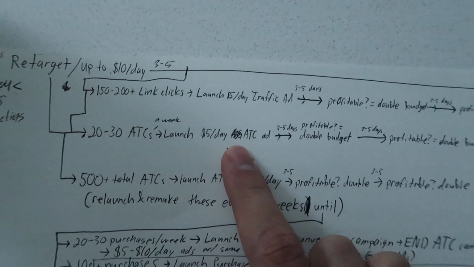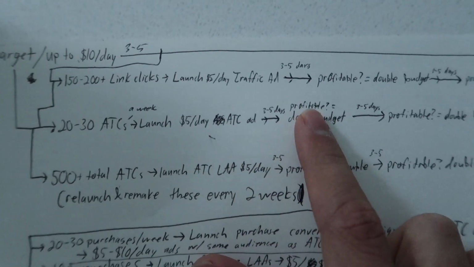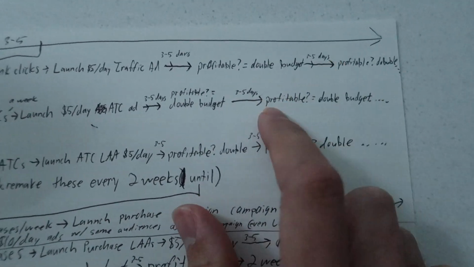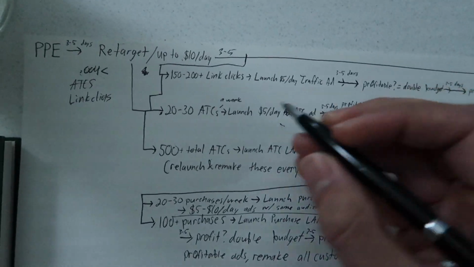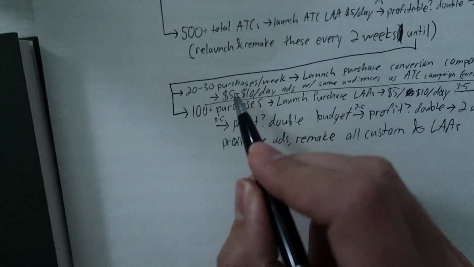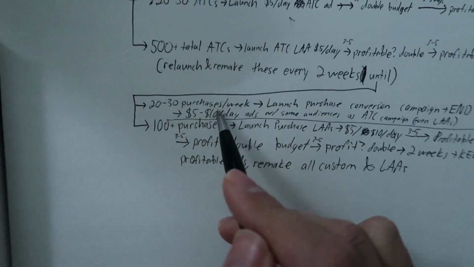So you're going to launch that ad or ads, and then you're going to wait 3 to 5 days. Is it profitable? If it is, double the budget. 3 to 5 days. Is it profitable? Double the budget. And then keep doing that until you get 20 to 30 purchases a week, which you probably won't in this stage, but if you do, you can just jump ahead to this part.